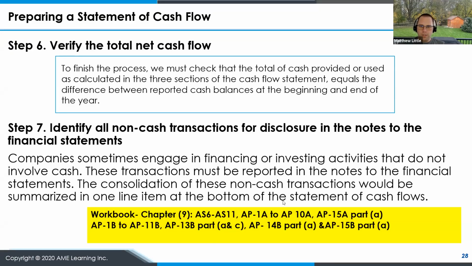The next thing that you see on screen is sometimes you might have a non-cash transaction. Those have to be disclosed in the notes of the financial statements. So what that means is you might get gifted something, no change of cash. There's no change in position of the company, but there is a non-cash transaction. They'd be summarized in one line item at the bottom of the statement of cash flows. Okay, so just keep that in mind as we continue.